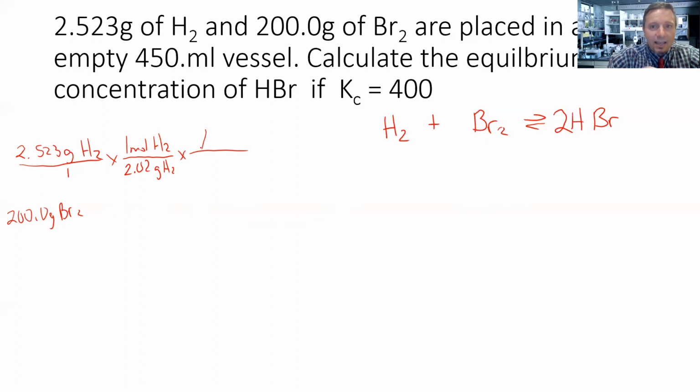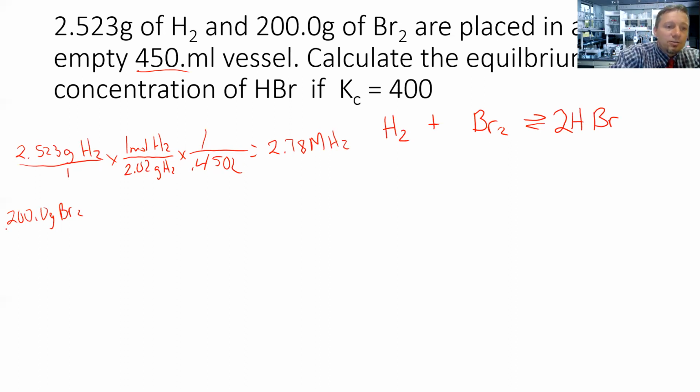And this here, it tells me right here, is a 0.450 milliliter vessel. That is in liters going to be 0.450 liters. So that can get my concentration right away. So I have 2.523 divided by 2.02, and then I'm going to divide that by 0.450, and that is going to be equal to 2.78. So 2.78, and I'll put a capital M, and that is H2.